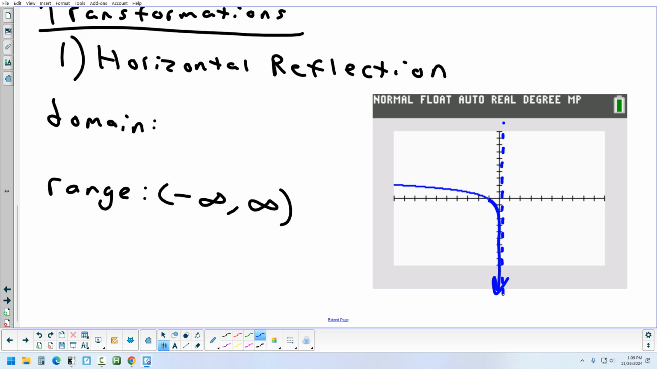Okay. So now let's do our domain. Does this go to the left? Yes, infinity. So it goes all the way to negative infinity. Would it be negative infinity to 0? Yep, and it goes all the way up to, but never reaches 0.